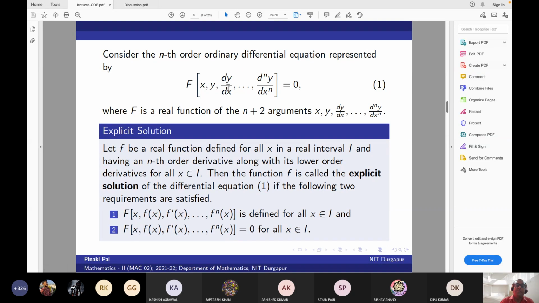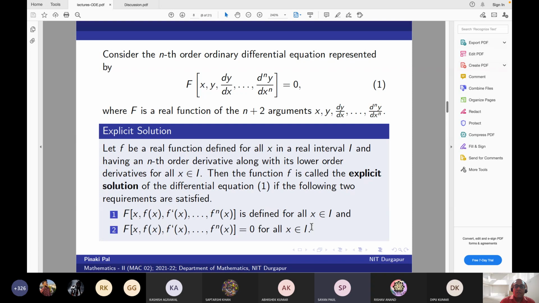That means we have just replaced y by f, which is a function of x defined in a real interval, and once it is substituted in place of y, the relation is satisfied. That means F(x, f(x), f'(x), and so on up to f^(n)(x)) is equal to 0 for all x belonging to I, where the function f is defined. Explicit solution, is it clear?